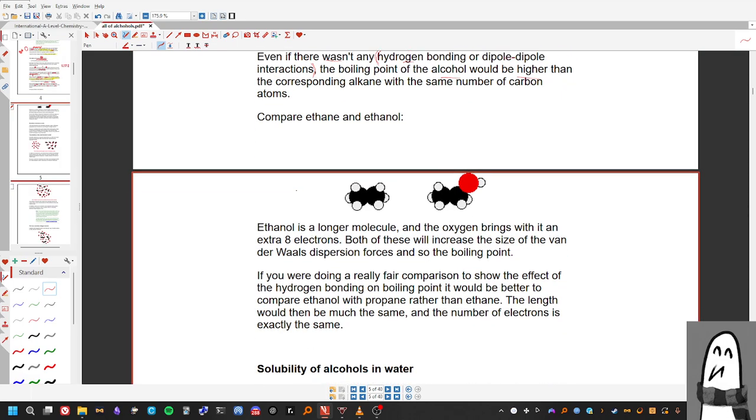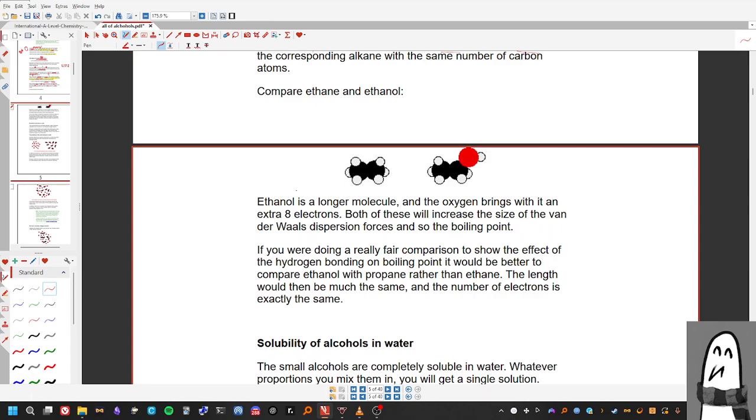So if you had ethane and ethanol, ethanol is a longer molecule, and the oxygen brings with it an extra 8 electrons. Both of these will increase the size of the van der Waals forces. So if you were really doing a fair comparison to show the effect of hydrogen bonding, it would be better to compare ethanol with propane rather than ethane, because then you would have around the same number of electrons. The length would be much the same, and the number of electrons is exactly the same.